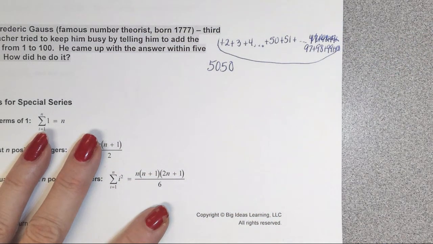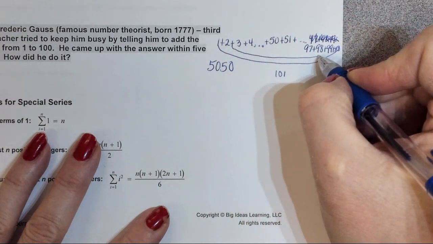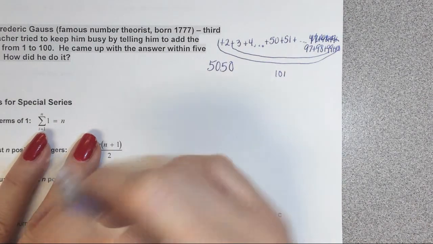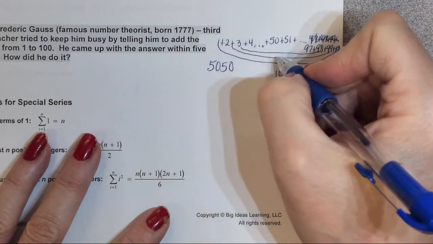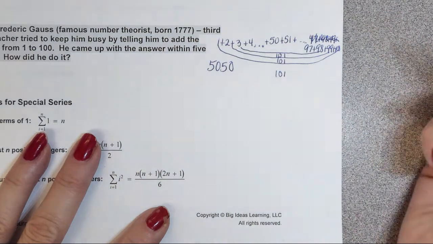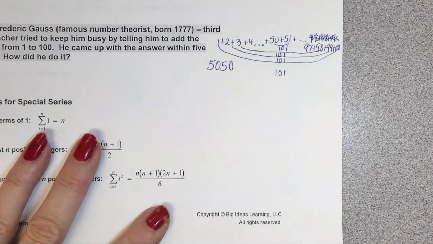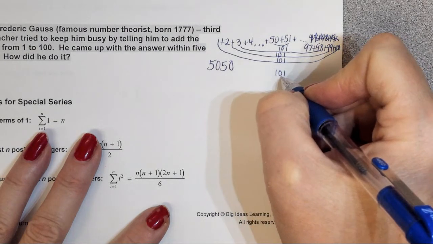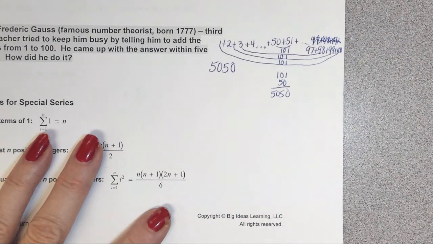What's 1 plus 100? 101. What's 2 plus 99? 101. What's 3 plus 98? 101, right? What's 50 plus 51? 101. So how many pairs of 101 are you going to have? 50. So he already knew how to multiply, so he knew it was 101 times 50, and that's 5,050. And that's how he came up with it so quickly.